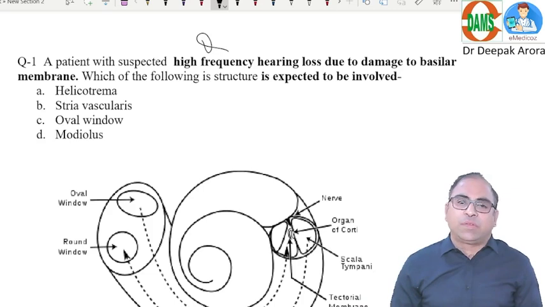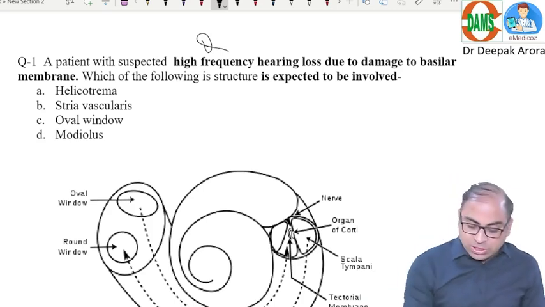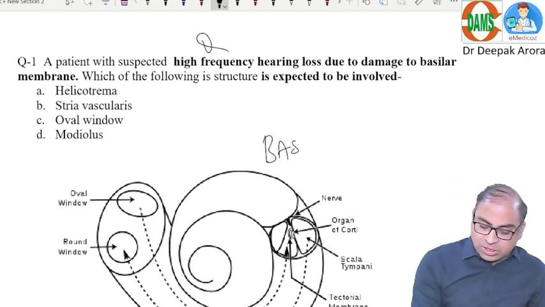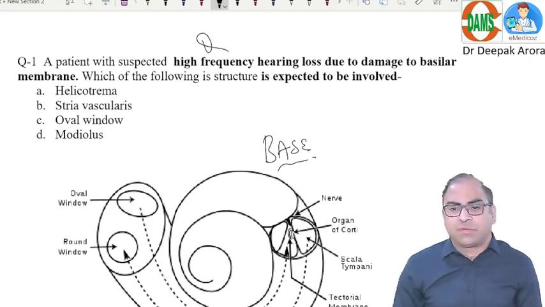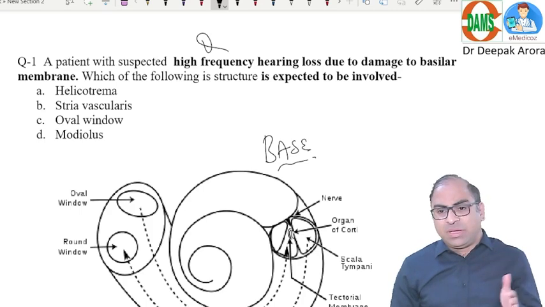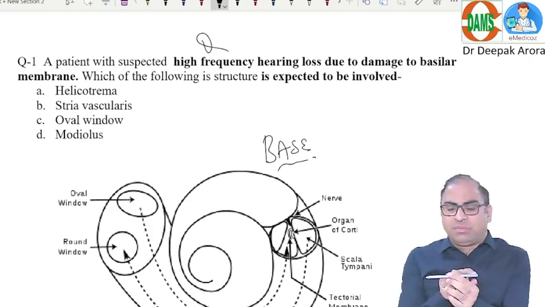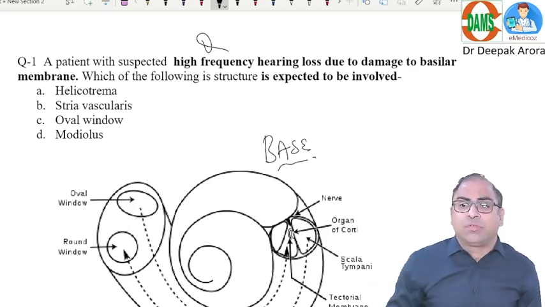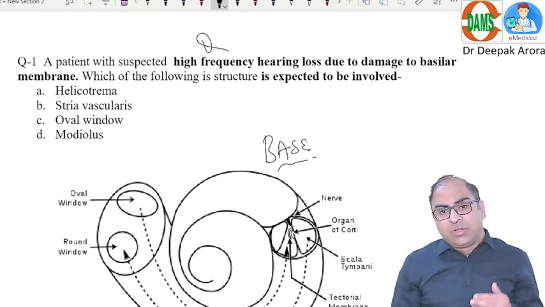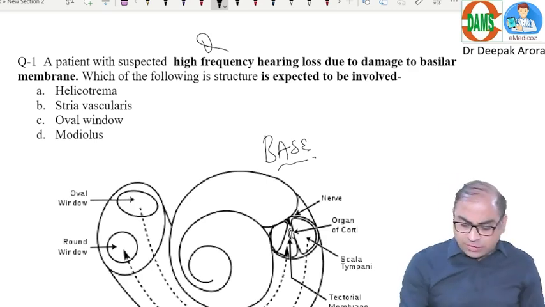If this word is there, what do we conclude? We conclude that the base of the cochlea is involved. If I take you to the basics of the inner ear, we have learned there is a base and there is an apex, like your ball pen, there is a base, this is an apex. At the base, high frequencies are involved, like 20,000 hertz, 18,000. So with high frequency, the examiner is giving you a clue that the base of the cochlea is involved.